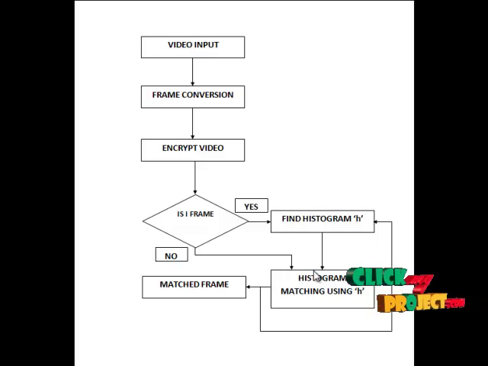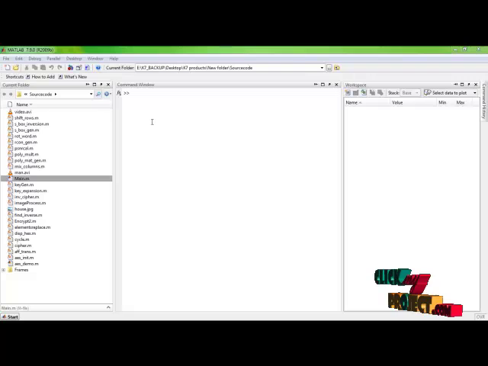Then finally the matched frames are extracted, converted into bit streams, and made to transmit. Thus we encrypt the given video by using CAVLC, and the encrypted frames are converted into bit streams and made to transmit. Now I am going to explain the running process of our project.